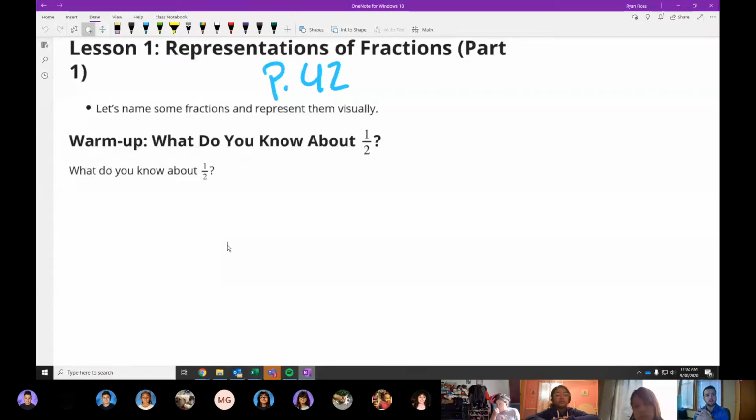Okay, so I'll give you about 30 or 40 more seconds. Think about, where have I seen 1/2 in the world around me? Or what does it mean? What do I know about 1/2? Then I'll call on some people, and those people will be earning points to hatch their Pokemon egg.